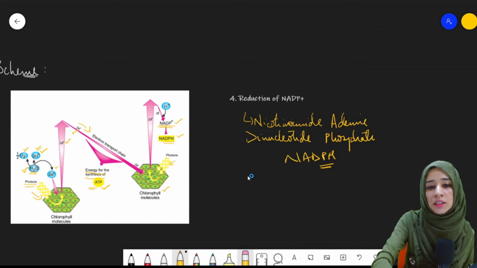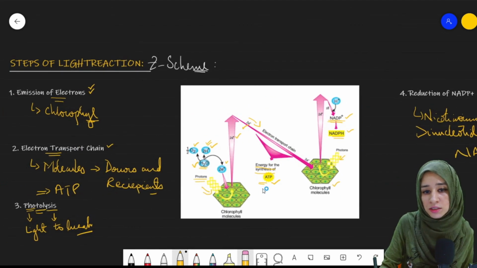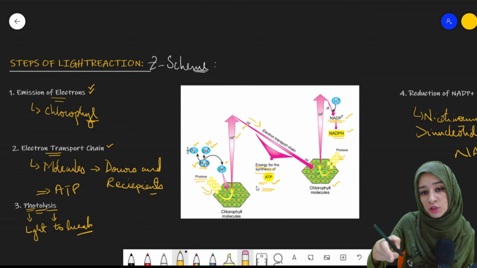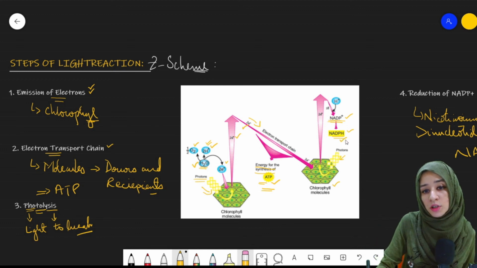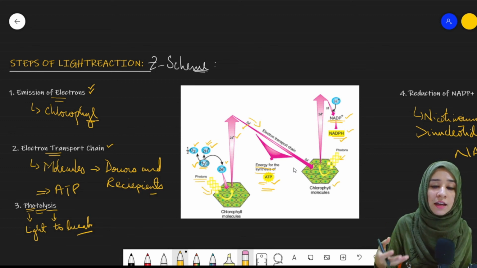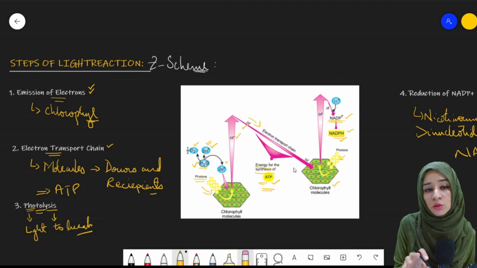Now, both of these, ATP and NADPH, have been produced in this process. That is, the ATP is produced during the movement of electrons from the electron transport chain, and the last step was the production of the NADPH, right? So in this way, the whole light reaction will result in the production of the high energy molecules, which will then be used in the dark reaction. So this concludes our light reaction.